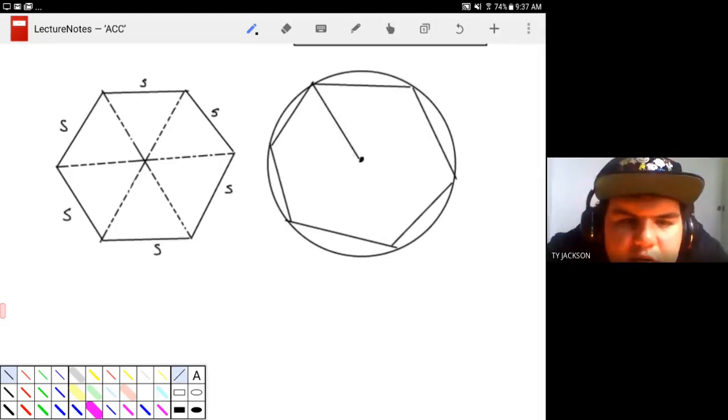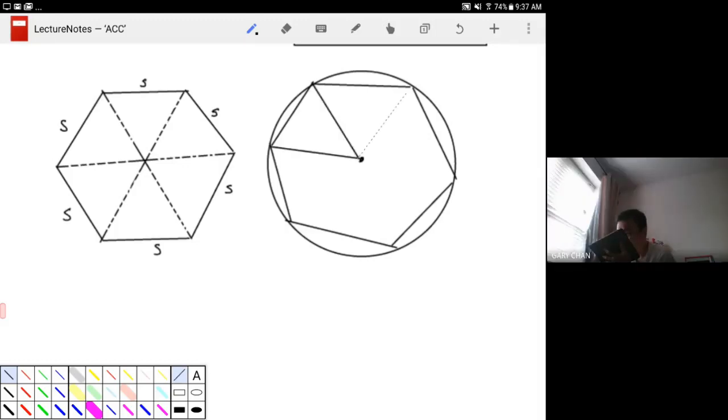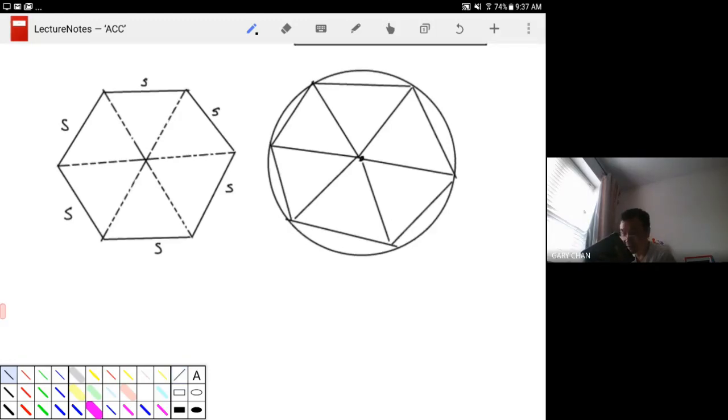They add up to 360. They have to be the same, right? Yeah. All of these lines have to be the same because they end up being the radius of the circle, right? Yep. So wait a minute. If they're all the same, what am I going to divide 360 by to figure out what each of these interior angles are?